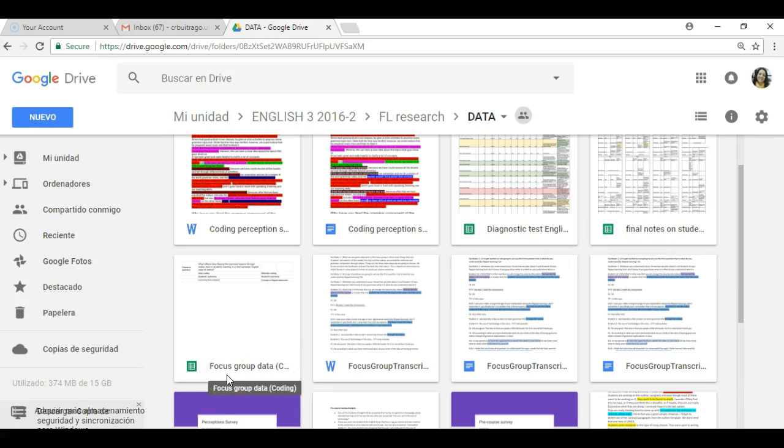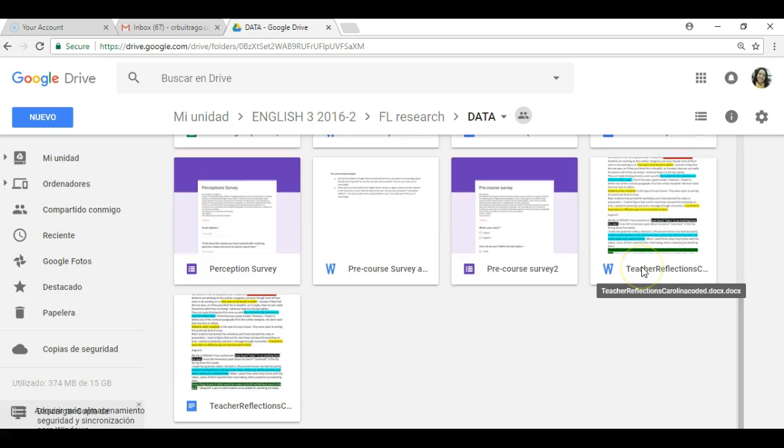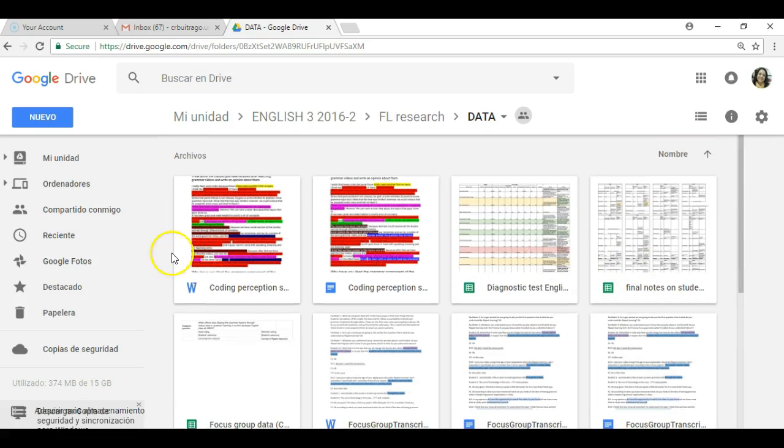He had a focus group. Here is the transcription, because you know the focus group was recorded and so he had to transcribe all that information. Here he has the perception survey 1 and then the pre-course survey. There were teacher reflections which were also transcribed and coded. So you have done this process.